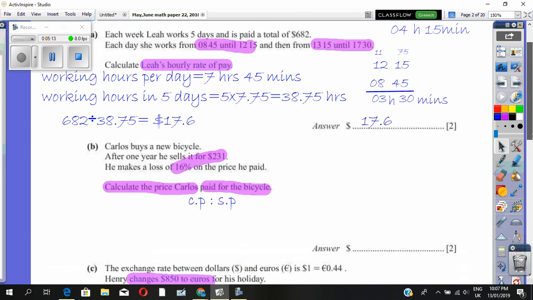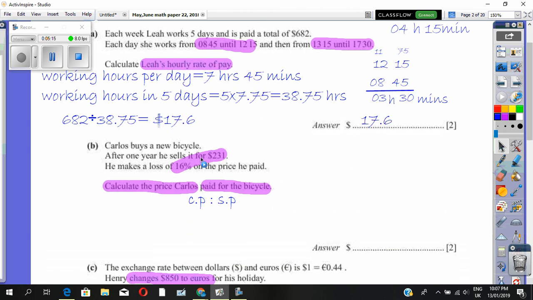Okay, if we see this question, it basically gives the information over here. The selling price is $231 and the loss percentage is 16% on the price he paid, meaning on the cost price. Now calculate the price Carol paid for the bicycle. We're supposed to find the cost price. Sale price is given, loss percentage is given, and the loss percentage is on the cost price.